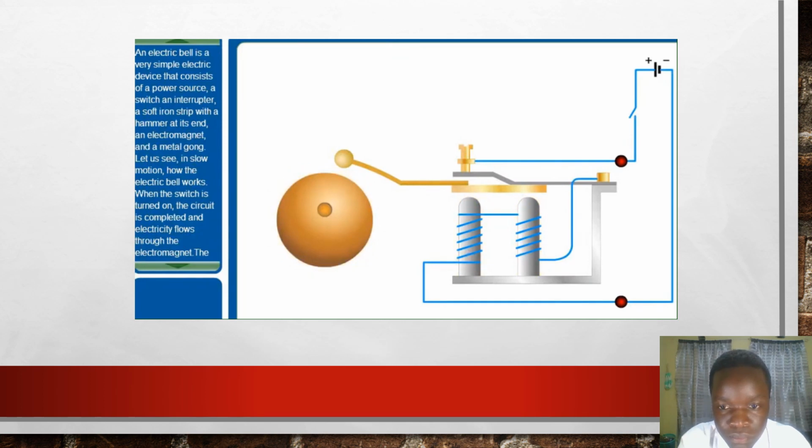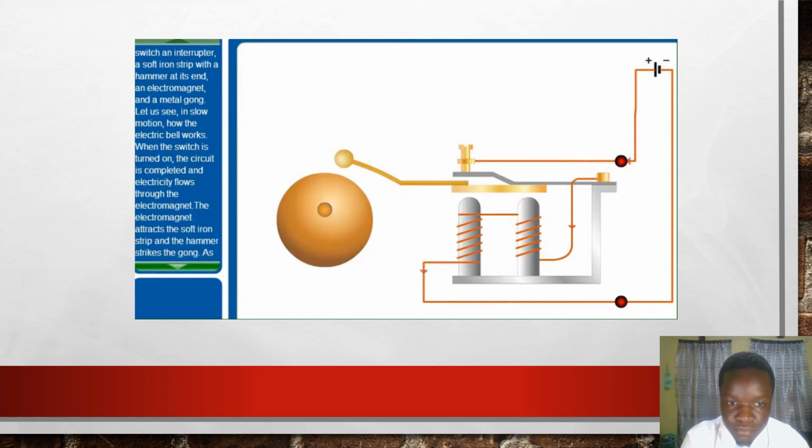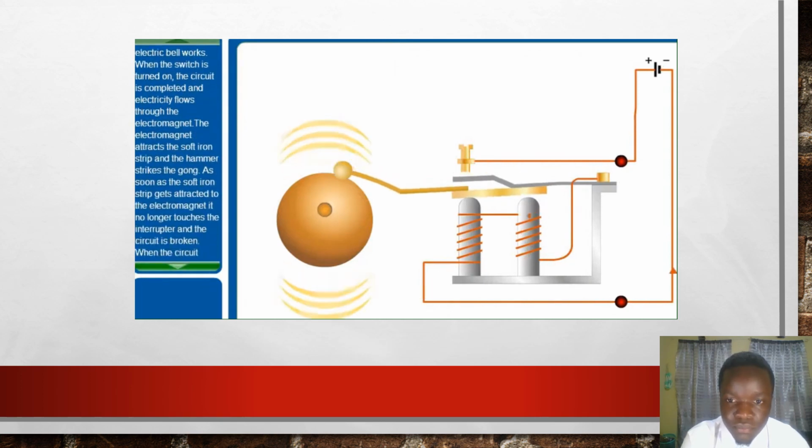Let us see in slow motion how the electric bell works. When the switch is turned on, the circuit is completed and electricity flows through the electromagnet. The electromagnet attracts the soft iron strip and the hammer strikes the gong.